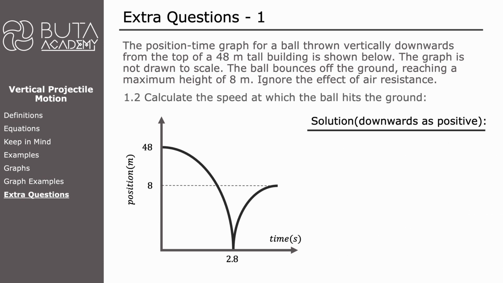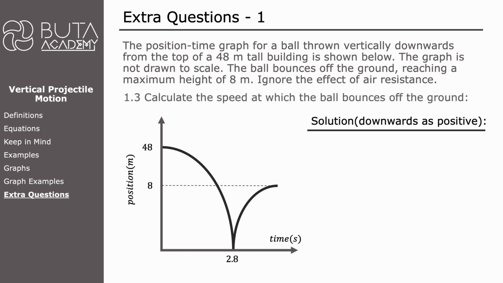In the second part of the question, we are asked to calculate the speed at which the ball hits the ground. As the initial velocity is already known, we can use the equation V final is equal to V initial plus A times delta t to calculate the final velocity. The initial velocity is 3.42 meters per second, the gravitational acceleration is 9.8 meters per second square, and the time it takes the ball to hit the ground is 2.8 seconds. The final velocity at which the ball hits the ground is 30.86 meters per second.